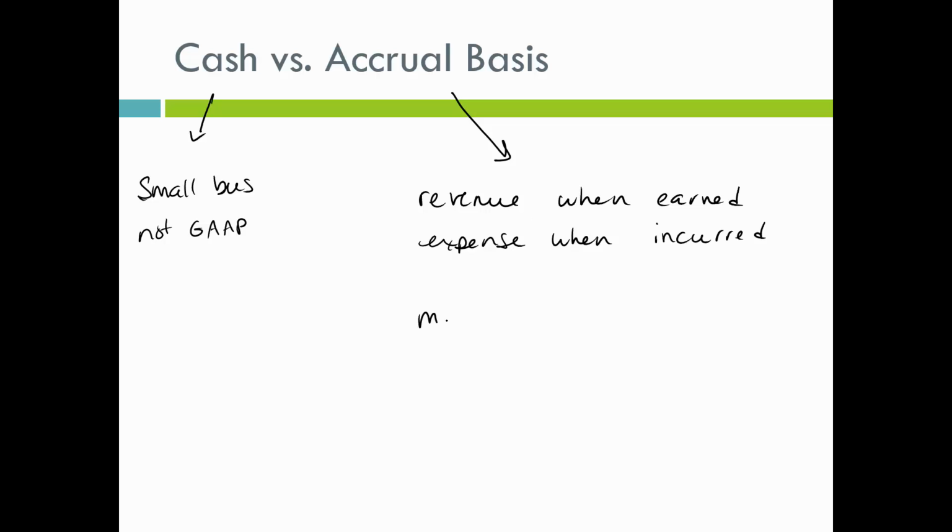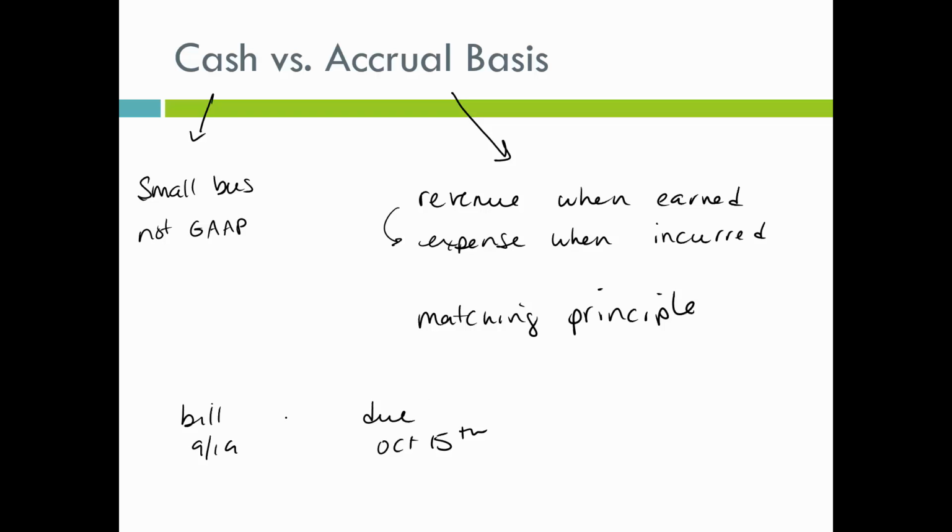And so GAAP requires us to use the matching principle, which says that I match the revenues to the expenses that were required to incur that revenue. So if I get a bill now, and so I received the bill today on September 19th, and it's not due until October 15th, let's say. That bill was for stuff that happened in September, and so I need to record that in September.